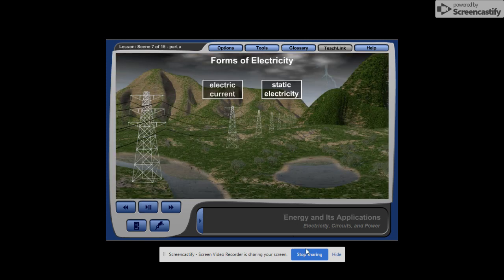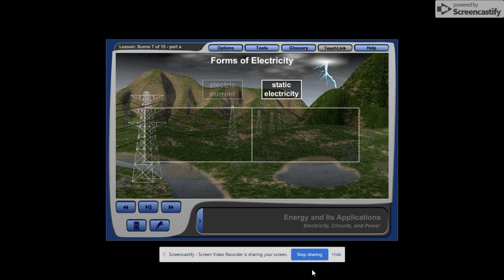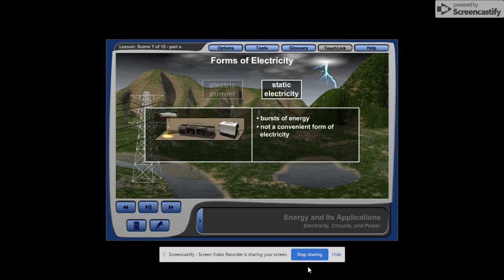As you saw with an electric discharge from lightning, massive amounts of energy can be released by static electricity. It is difficult to convert these short, intense bursts of energy into electricity that is convenient to use. Most electronic devices need a steady and continuous source of electric energy, called an electric current.